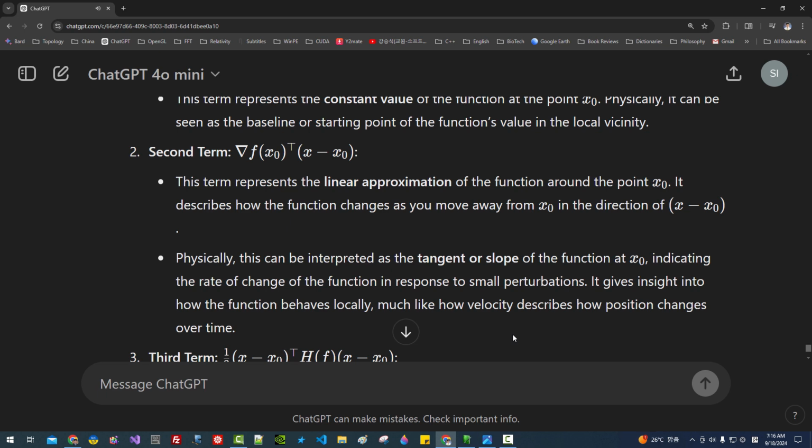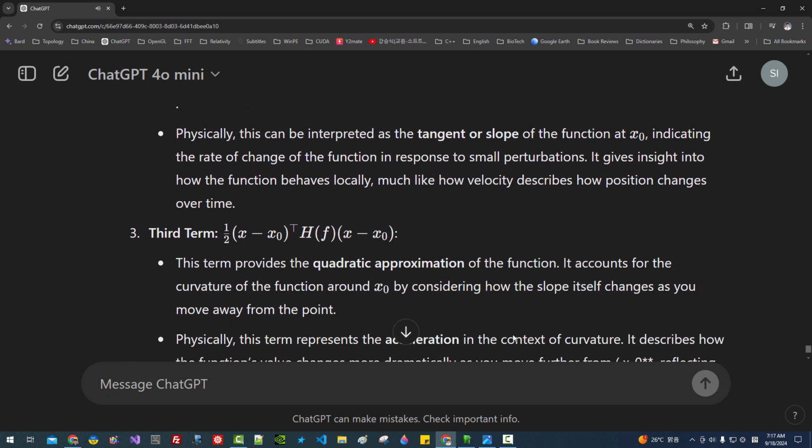It describes how the function changes as you move away from x0 in the direction of x minus x0. Physically, this can be interpreted as the tangent or slope of the function at x0, indicating the rate of change of the function in response to small perturbations. It gives insight into how the function behaves locally, much like how velocity describes how position changes over time.